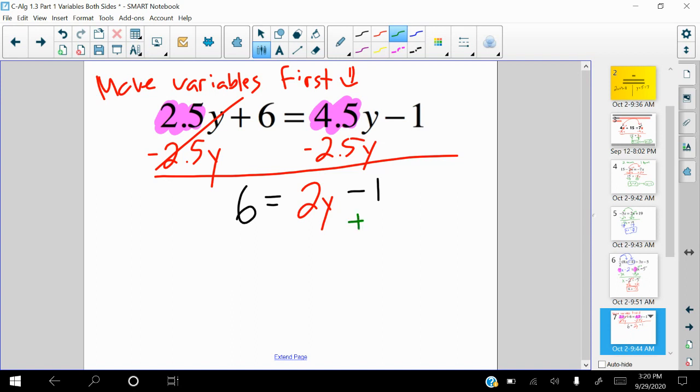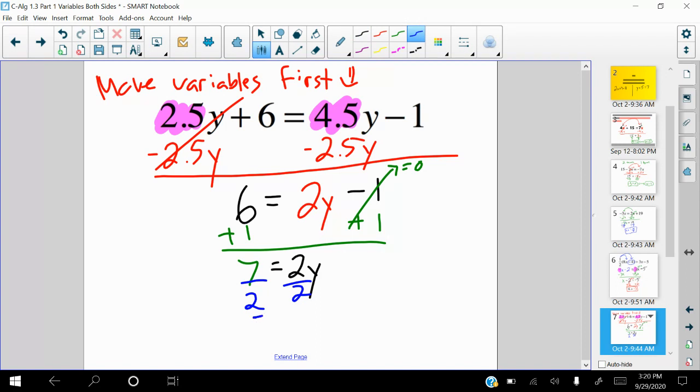So now we want to get our constants to the other side of the equal sign. This goes to 0. 6 plus 1 is 7, is equal to 2y. We brought our variables to the right, which means we want to bring our constants to the left. So now we solve this by dividing by 2. So we get 7 halves is equal to y.